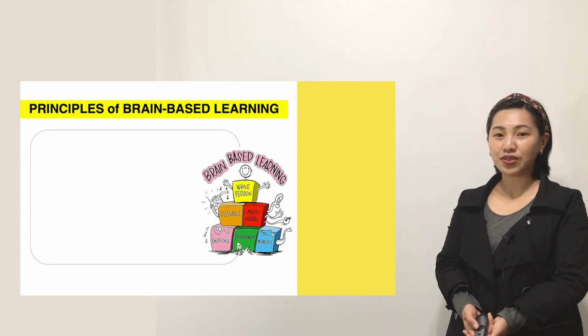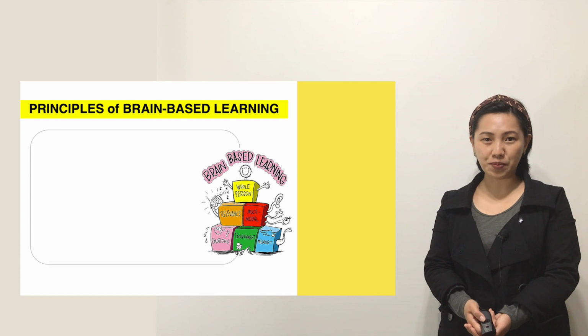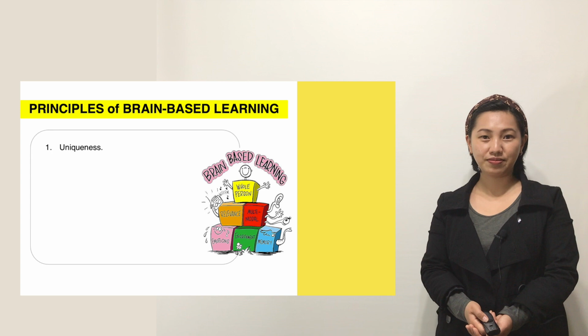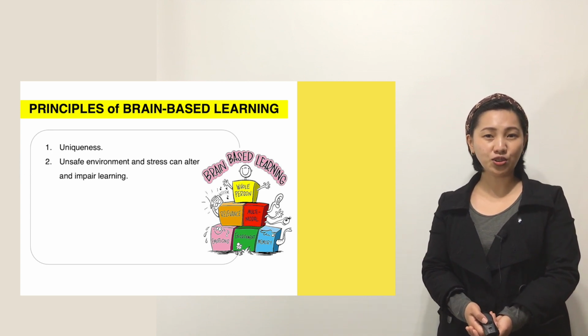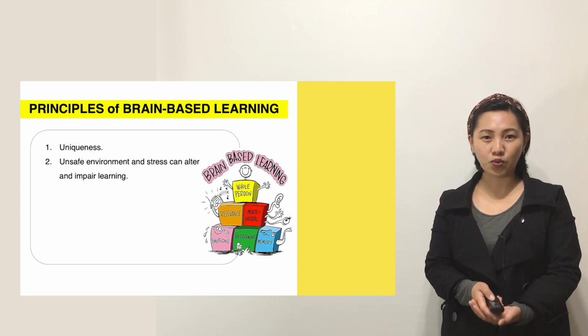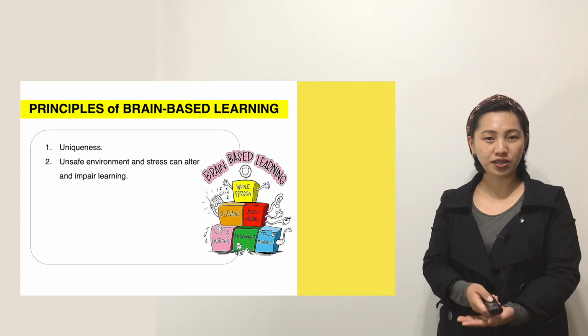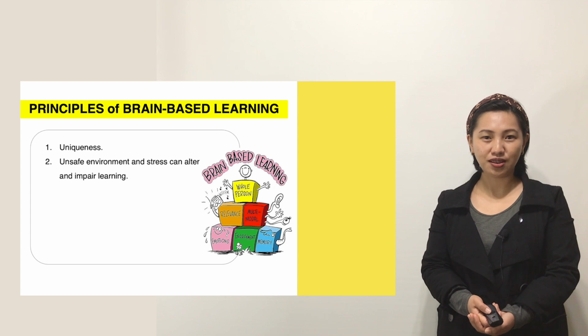So there you go, the six governing principles for brain-based learning. Again, let's read each of them. First one is uniqueness. Second, unsafe environment and stress can alter and impair learning. So we should make our classroom, our school, convenient to learning. It should be safe, non-threatening. And also, we should keep the level of stress to a minimum.